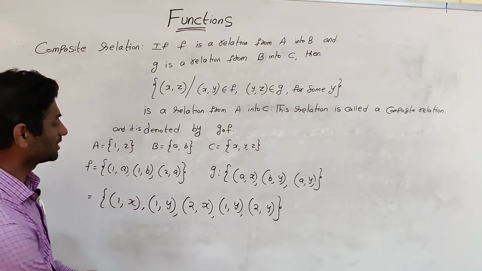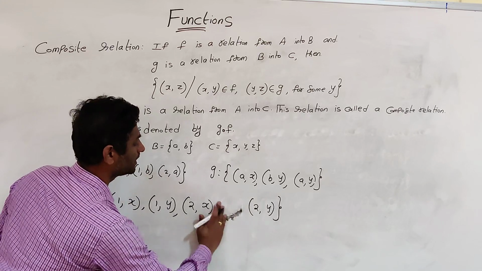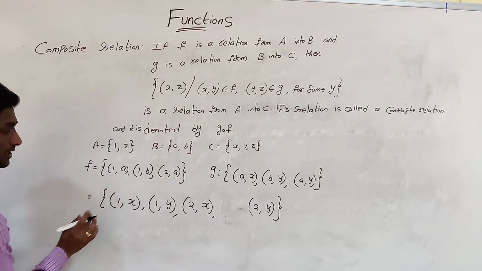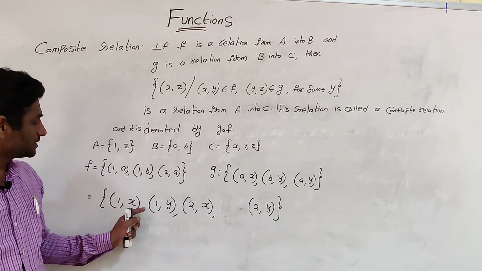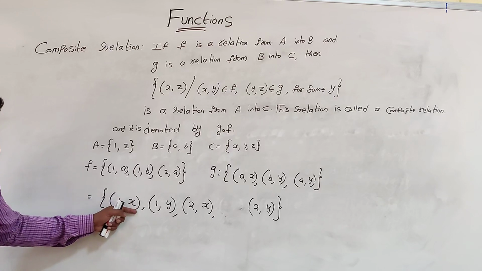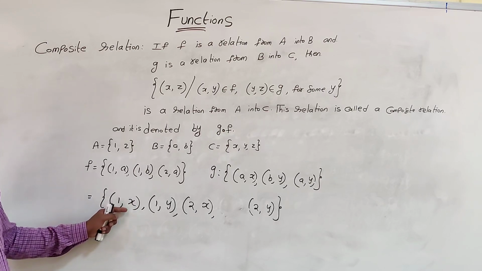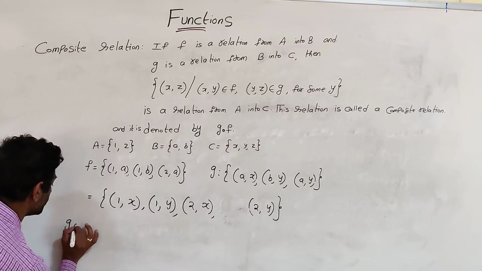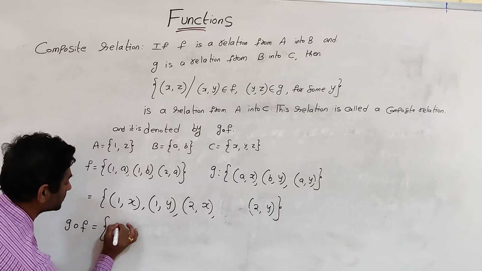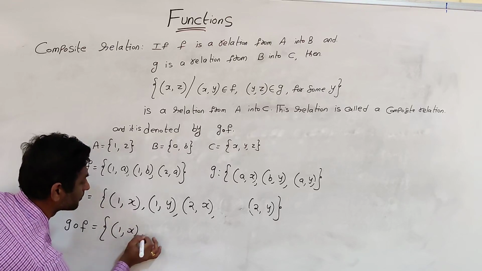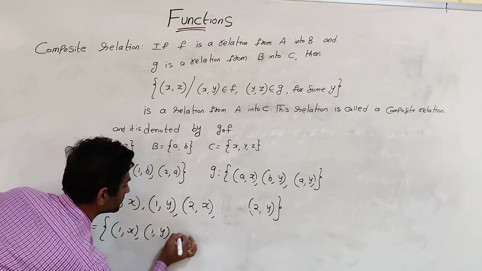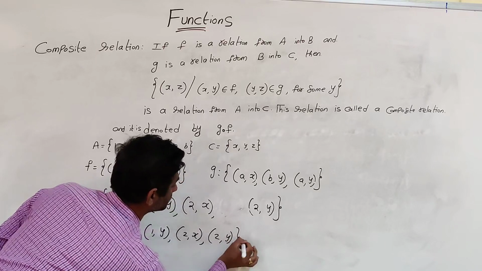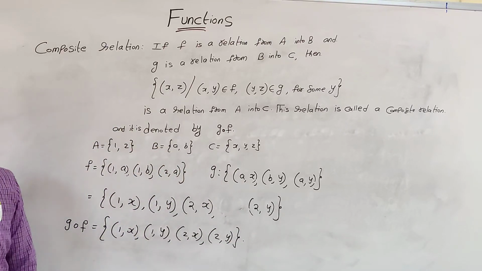So in this, (1, y) is repeated, so no need of writing again. So what are the elements? This relation is called the composite relation of G and F. So G compose F is the set of all ordered pairs (1, x), (1, y), (2, x) and (2, y). So this is about the composite relation.